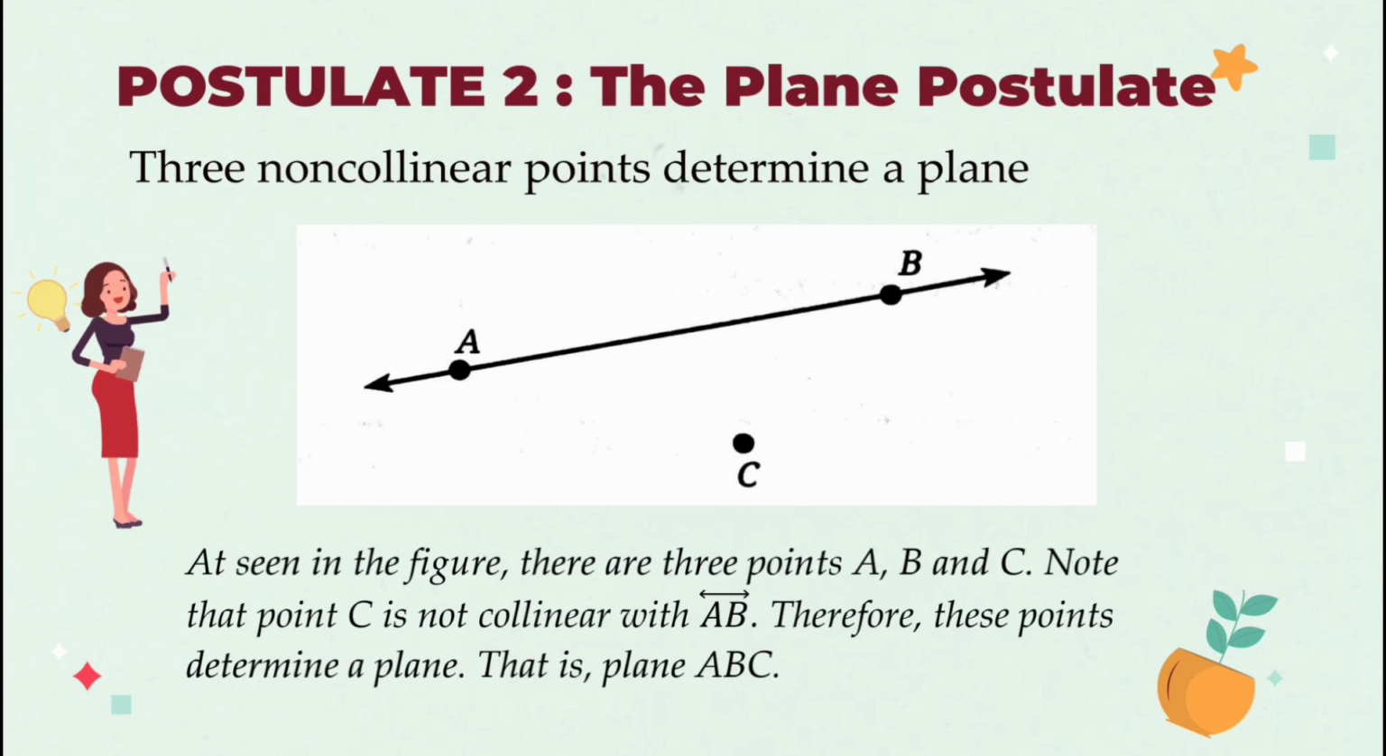Postulate 2. The plane postulate. 3 non-collinear points determine a plane. As seen in the figure, there are 3 points, A, B, and C. Note that point C is not collinear with line AB. Therefore, these points determine a plane, that is, plane ABC.